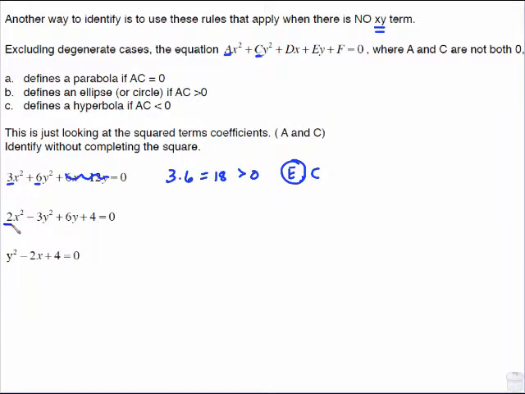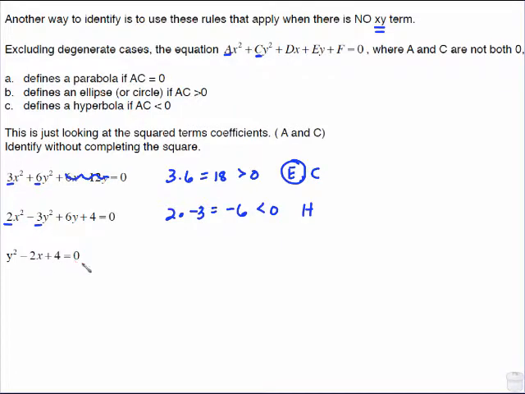Same thing here. Here's my coefficients, 2 times negative 3. 2 times negative 3 is negative 6. Negative 6 is less than 0, and therefore it's a hyperbola. But to me, why do all that work? I can see right there, there's a minus between those terms, therefore I know it's a hyperbola.